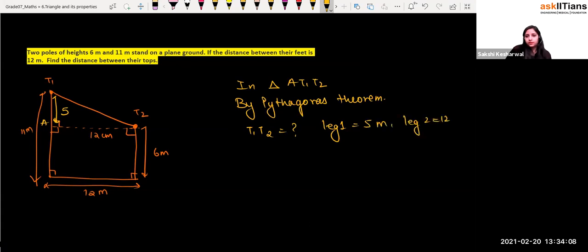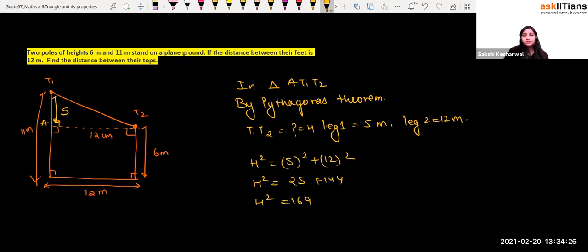12 centimeter, right? So can I say that I'm naming the hypotenuse h? So h square is equal to 5 square plus 12 square, right? So h square is equal to 25 plus 144. So h square is equal to 169.